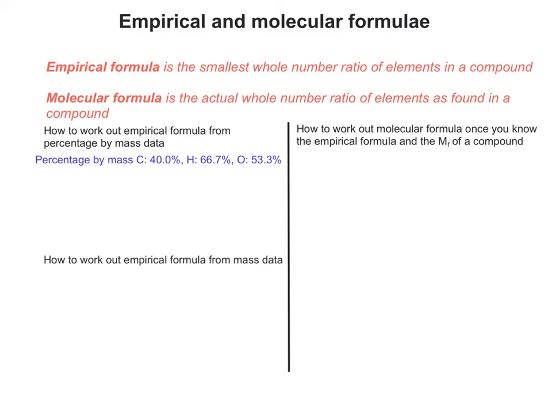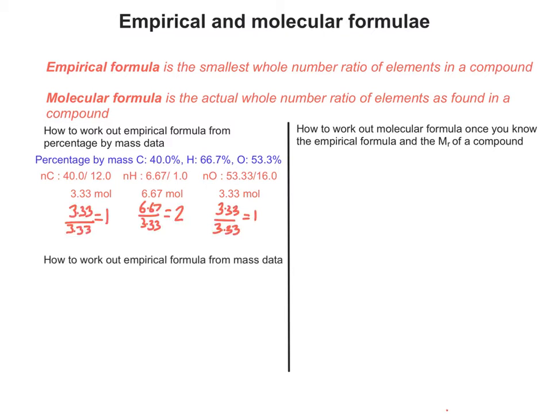So let's say we're given these percentages by mass. The next thing you do is you divide each percentage by the atomic mass, which gives us the molar ratios. So to find the smallest whole number ratio you divide by the smallest number, like so. So with a 1 to 2 to 1 ratio, we have CH2O.